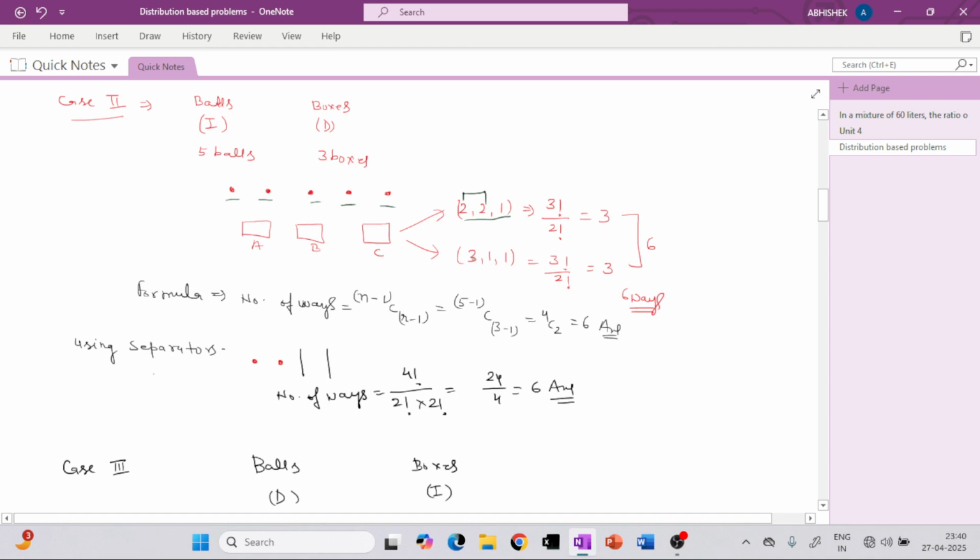And similarly, the second one is 3 1 1. These three things can be arranged in 3 factorial ways, but two things are same. So we have to remove the number of ways of similar things. So we can say that 3 factorial divided by 2 factorial, it is 3. So now the total number of ways will become 6.